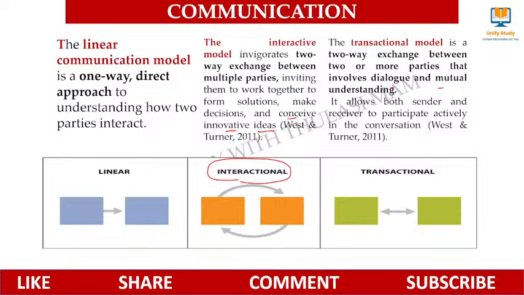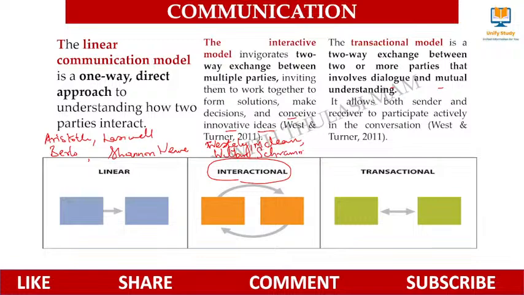Be clear with the types. What are the linear models? I'll make a quick gist of the models we have seen so far. Aristotle model, Lasswell model, Berlo's SMCR model and Shannon-Weaver model. These are the four linear models. Under the interactive models, we have seen the Westley-MacLean model and the Wilbur Schramm model. We have not yet seen the transactional model.